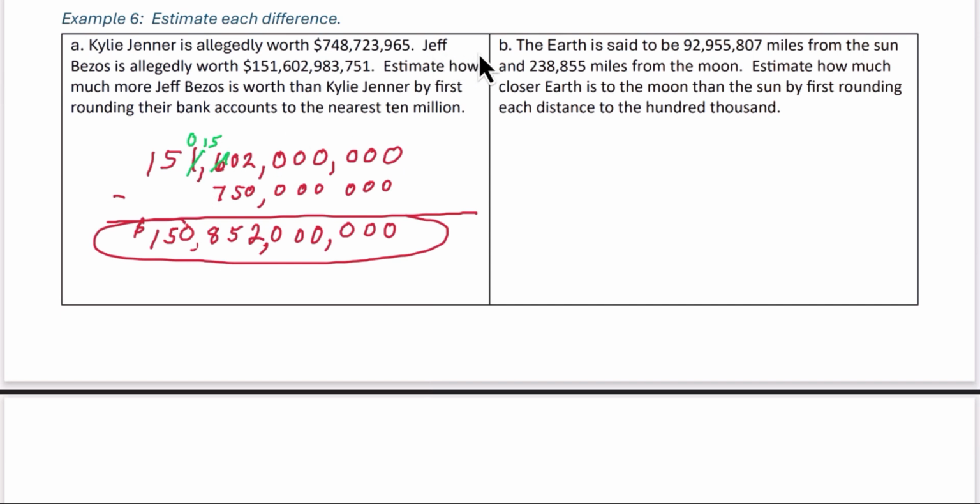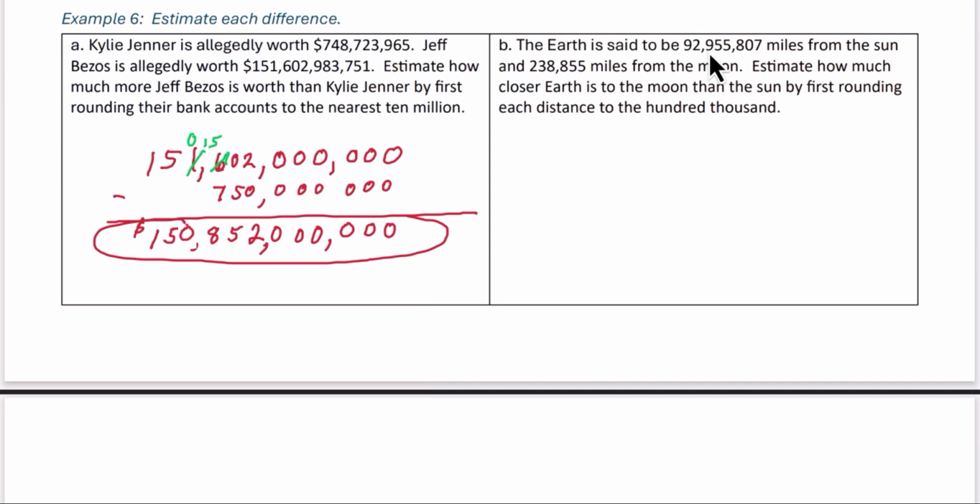In part B, the Earth is said to be 92,955,807 miles from the Sun and 238,855 miles from the Moon. Estimate how much closer Earth is to the Moon than the Sun by rounding to the nearest 100,000. Let's start with the Sun. We're looking for the nearest 100,000. Ones, tens, 100, 1,000, 10,000, 100,000. So we're focusing on this 9.